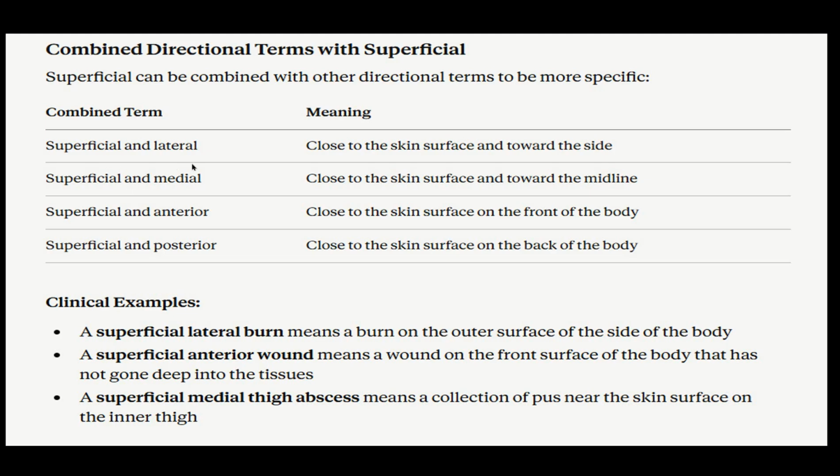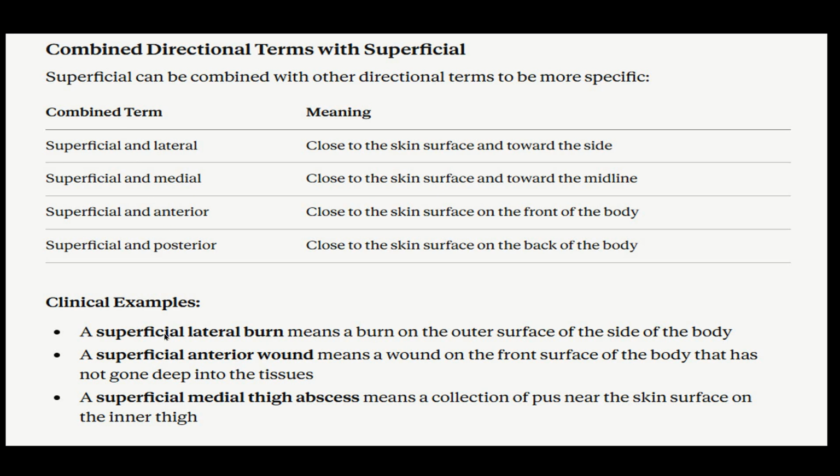The first term is superficial and lateral, which is close to the skin surface and toward the side. Second is superficial and medial, close to the skin surface and toward the midline. Third is superficial and anterior, close to the skin surface on the front of the body. Next is superficial and posterior, close to the skin surface on the back of the body. So these are some good examples of combined terms.